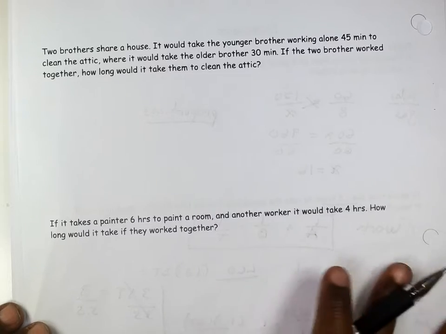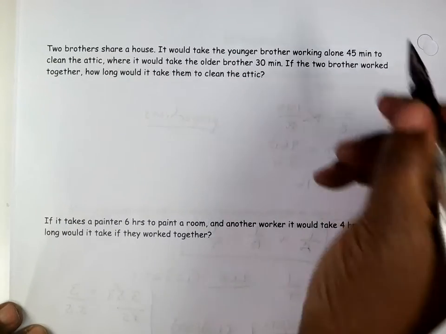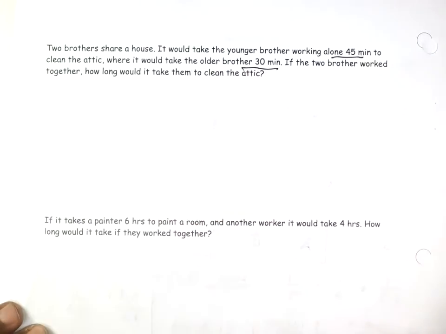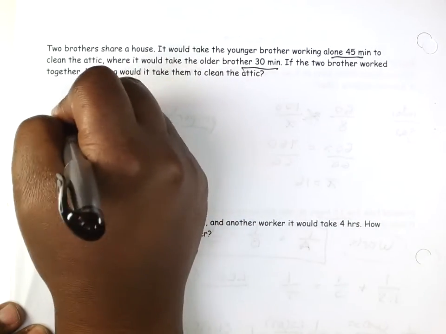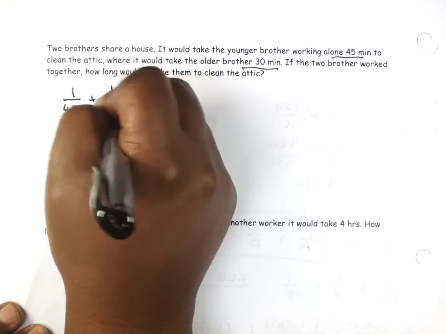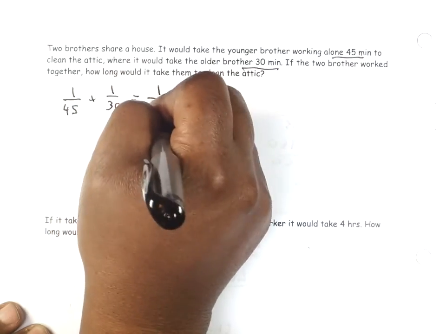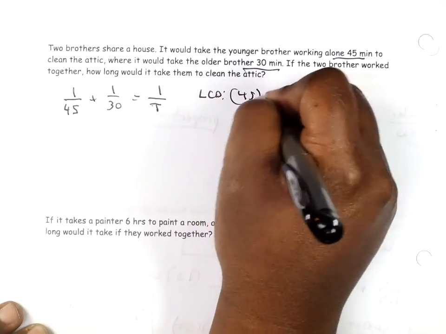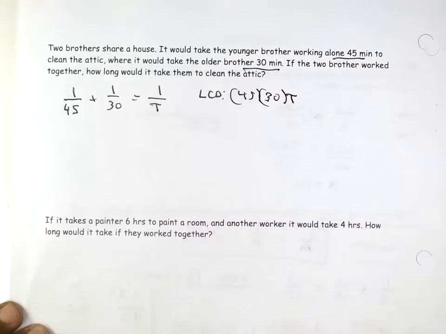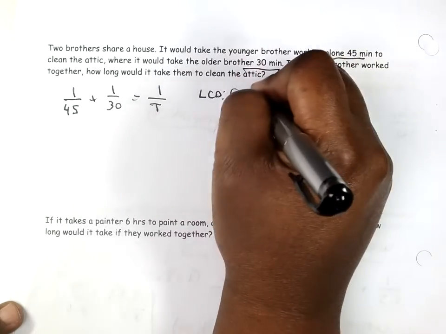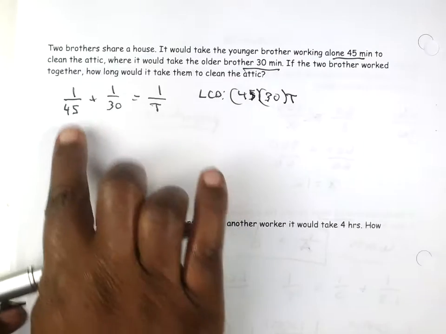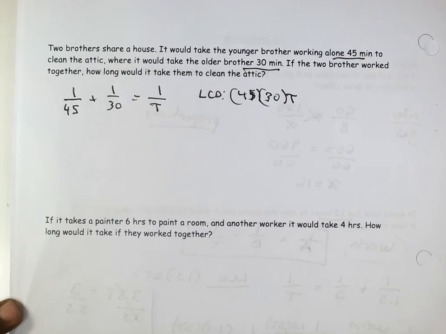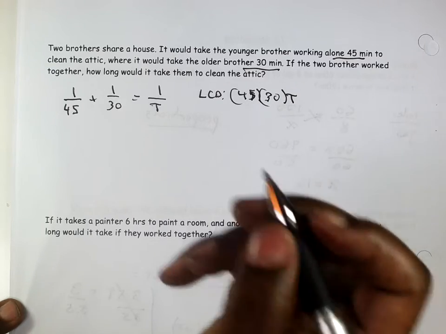Alright, our next one, we have 2 brothers share a house. It would take the younger brother working alone 45 minutes to clean the attic, the older brother 30 minutes. So if they work together, so 1 over 45 plus 1 over 30 equals 1 over t. So my LCD, I'm just going to multiply all those together. This isn't going to be the lowest because I could figure out what's the least common multiple of 45 and 30. But it really doesn't matter because we're going to divide it out and simplify it anyways.